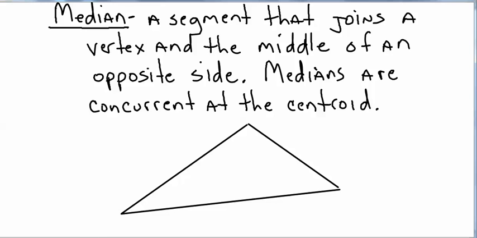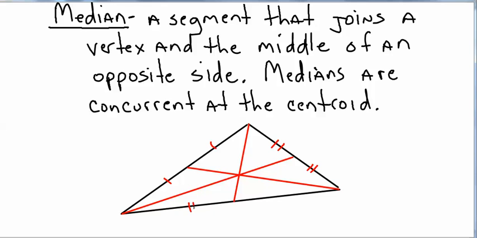Alright, so if you take a segment, again, it goes from a vertex to the middle of a side. Vertex to the middle of a side, and vertex to the middle of a side. So it's not an angle bisector. It doesn't bisect the angle, it does bisect the side. So this piece is congruent to this piece, and these two are congruent, and these two are congruent. That is called the centroid.